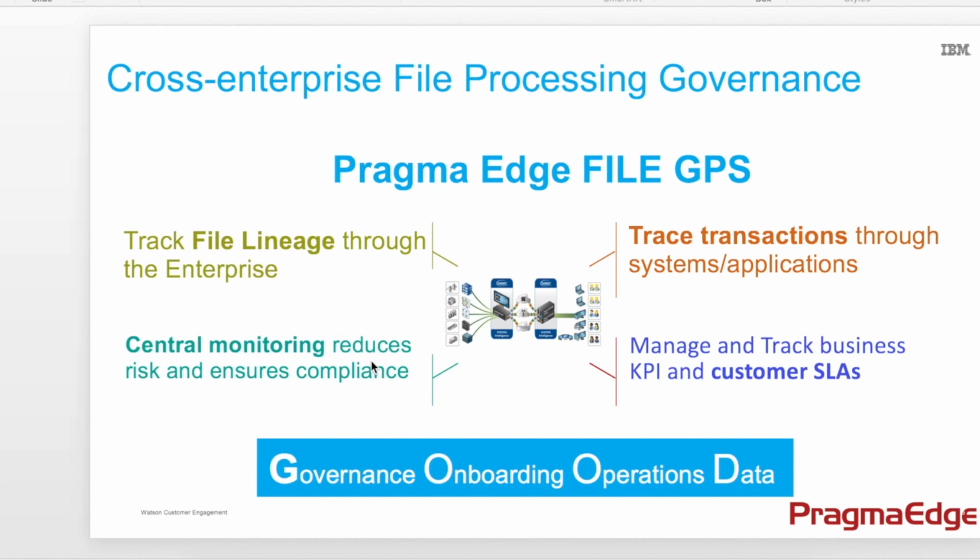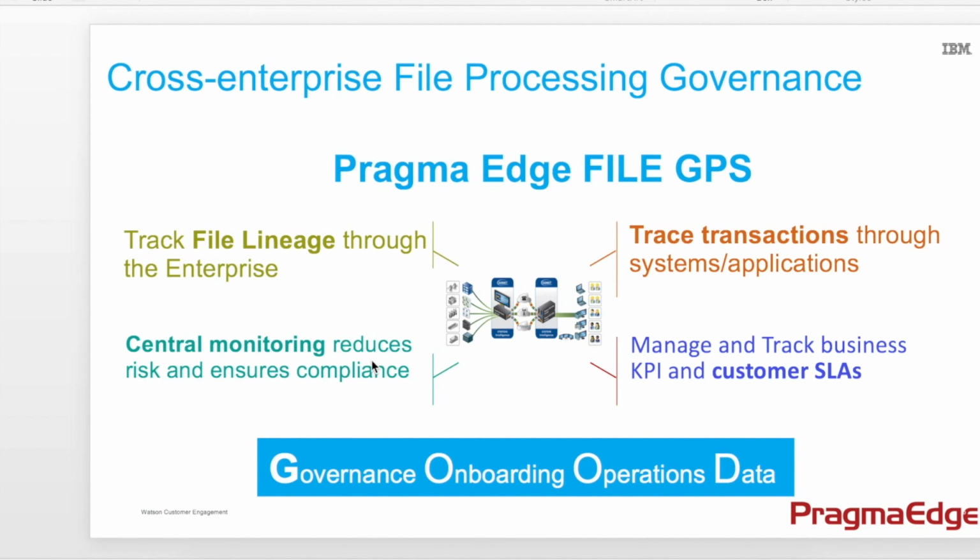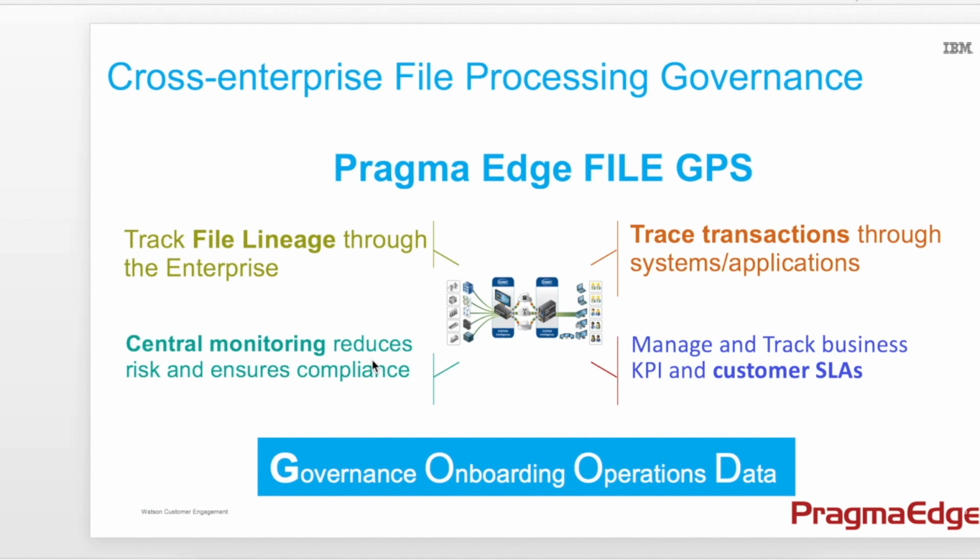Through File GPS, you will be able to track the file lineage throughout the enterprise from the time it's been sent till the time the file got processed and sent back to the client. You will also be able to track the transactions through all the systems and applications in your enterprise. File GPS provides centralized monitoring which reduces the risk and ensures the compliance. And the major part of what File GPS is that you will be able to manage and track business KPIs and customer SLAs, which are very essential in any organization.